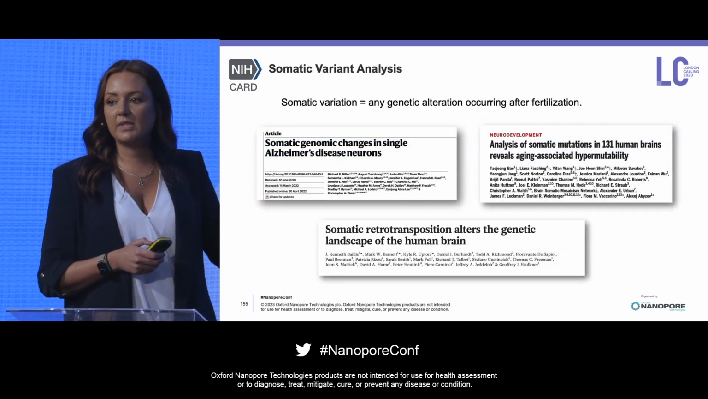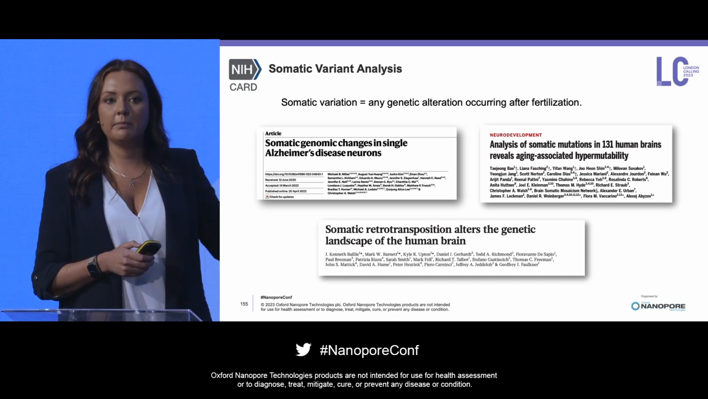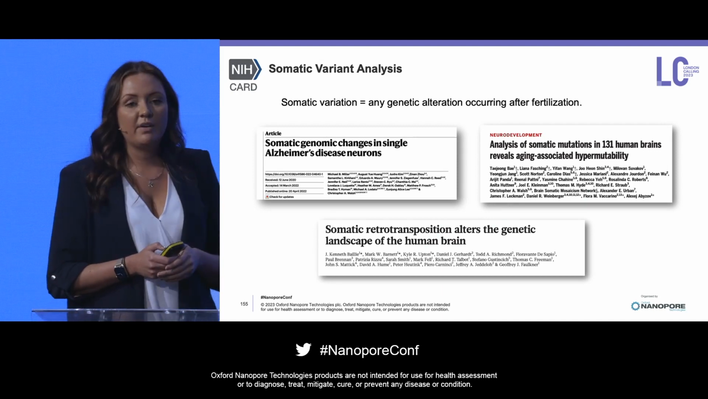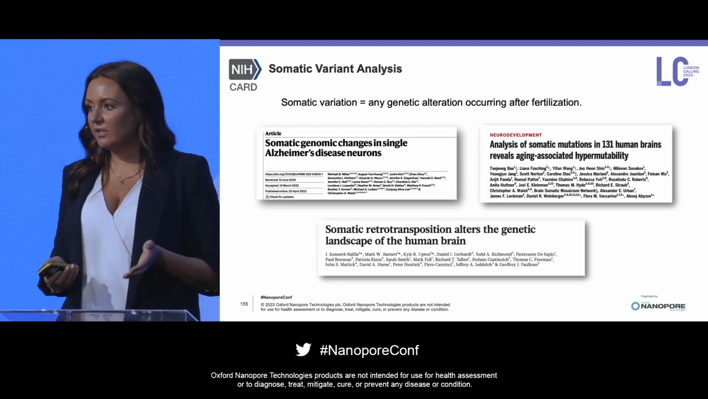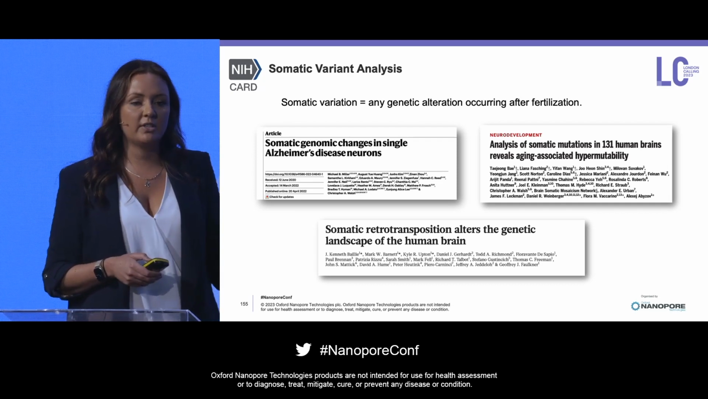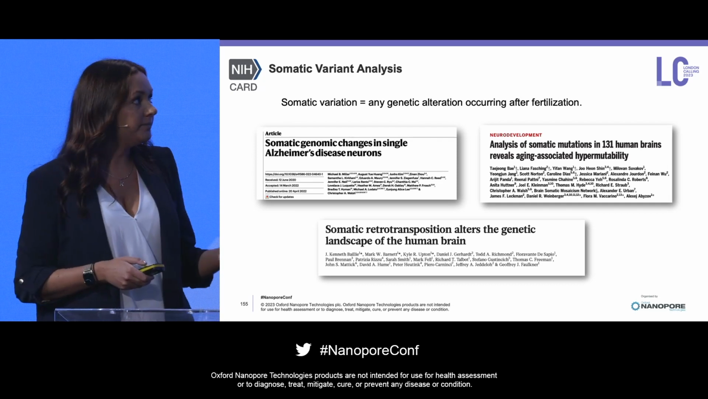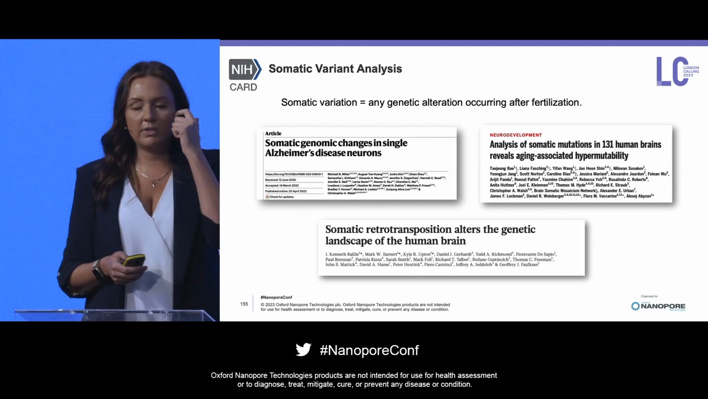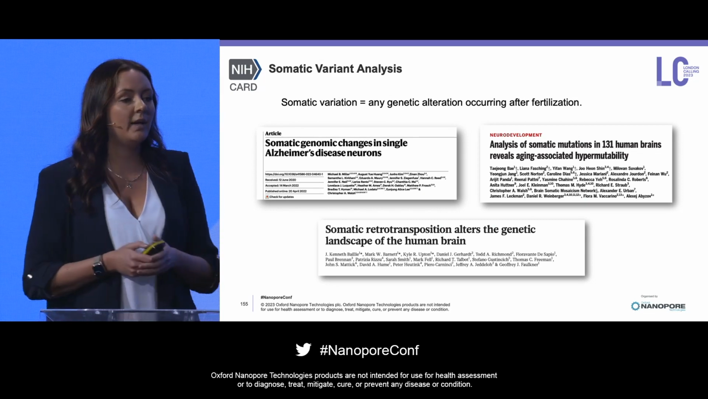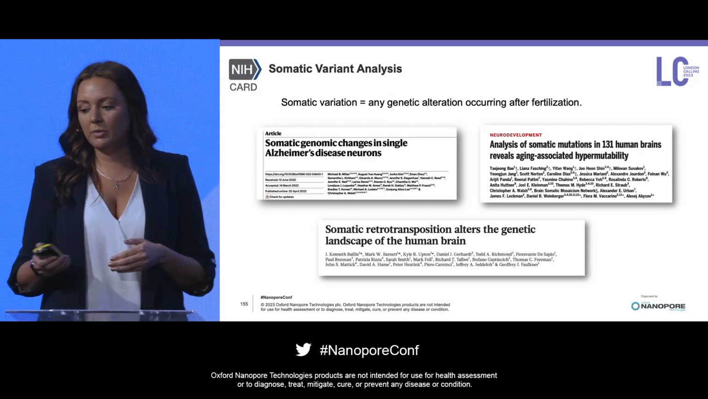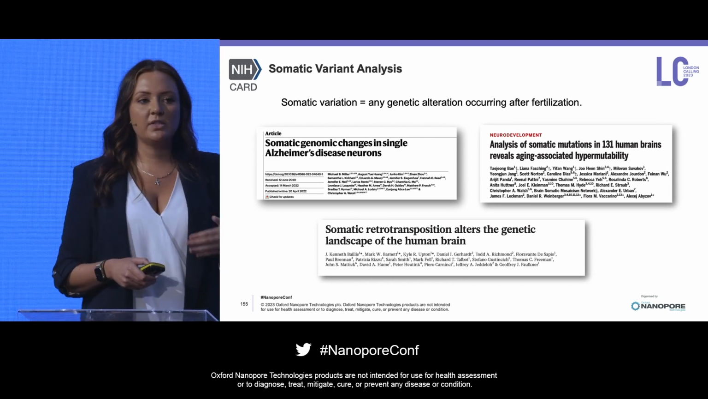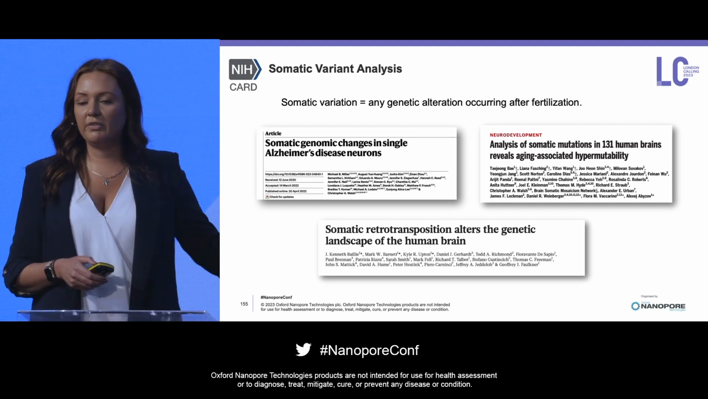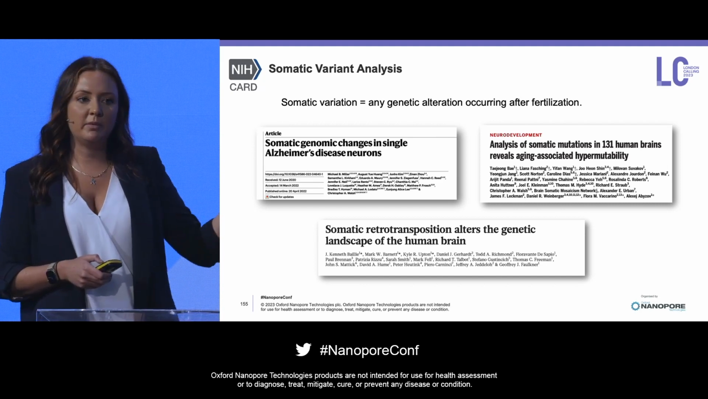And so everything that I've presented today has been regarding germline variation, which is variation that's inherited. However, we're also really interested in looking at somatic variation, which is any genetic alteration that occurs after fertilization. Somatic variation has already been associated with Alzheimer's disease and related dementias, and also with aging, and we know that it can have a functional impact in the human brain. But the only issue with studying somatic variation is you usually need really high-depth data, and so a lot of the previous studies have only focused on SNPs and have been using short read.